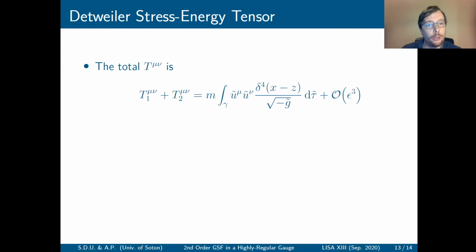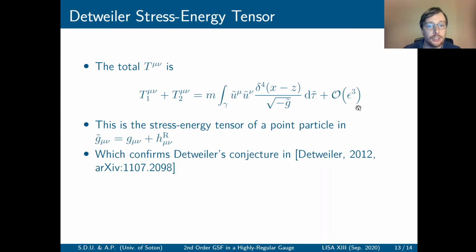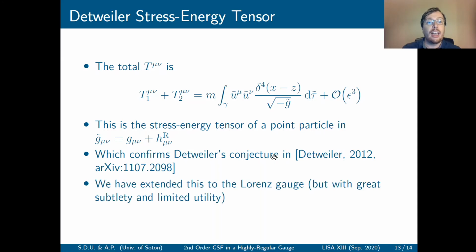In fact, the total T, the sum of T1 and T2, is nothing more than the stress energy tensor of a particle moving in an effective spacetime. So the effective spacetime is given by the background metric plus the regular fields. This confirms the conjecture made by Detweiler in this paper. And we have also extended this to the Lorenz gauge, so the T2 that we found is valid in the Lorenz gauge as well, but there is a lot of subtlety going on there, and we're not entirely sure how useful this will be.